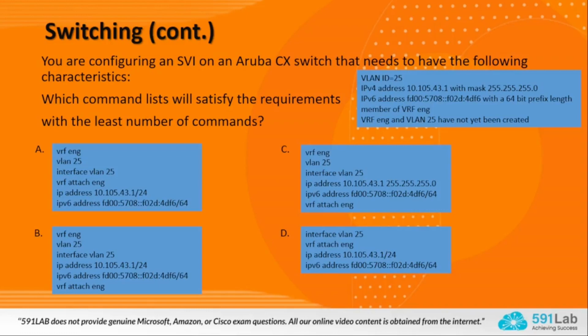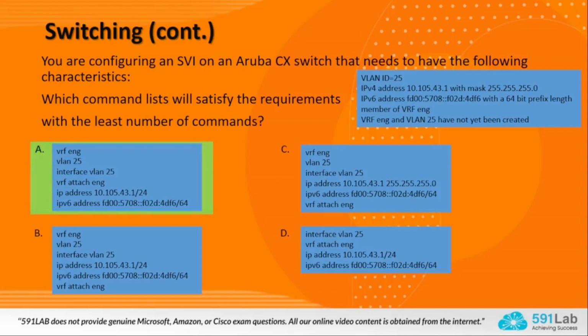Option C. Here VRF ENG and VLAN 25 are correct. Interface VLAN, here there are two mistakes. First, the IPv4 address is configured with a mask in dotted decimal format, which is wrong. It has to be with prefix length. Second mistake is the VRF binding was done after IP address assignment. Option C is wrong. Option D, VRF and VLAN ID were not defined initially. This is wrong. So the correct answer is option A.